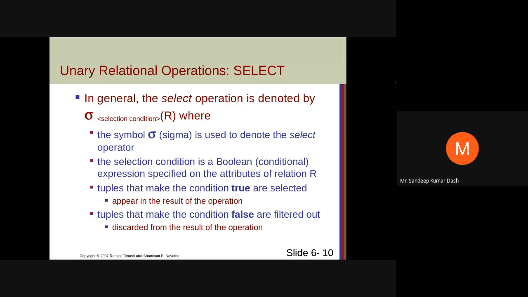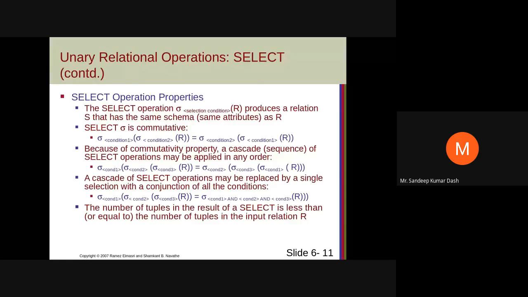Fine. Now some properties of select operation. The first property is it is commutative. Commutative means you can alter the condition. Suppose on a relation R, first you select some rows based on condition 2. Then on those results, you apply condition 1. Whatever result you will be getting, it will be same as applying condition 1 first, then applying condition 2. Okay, so that's why this is called commutative.